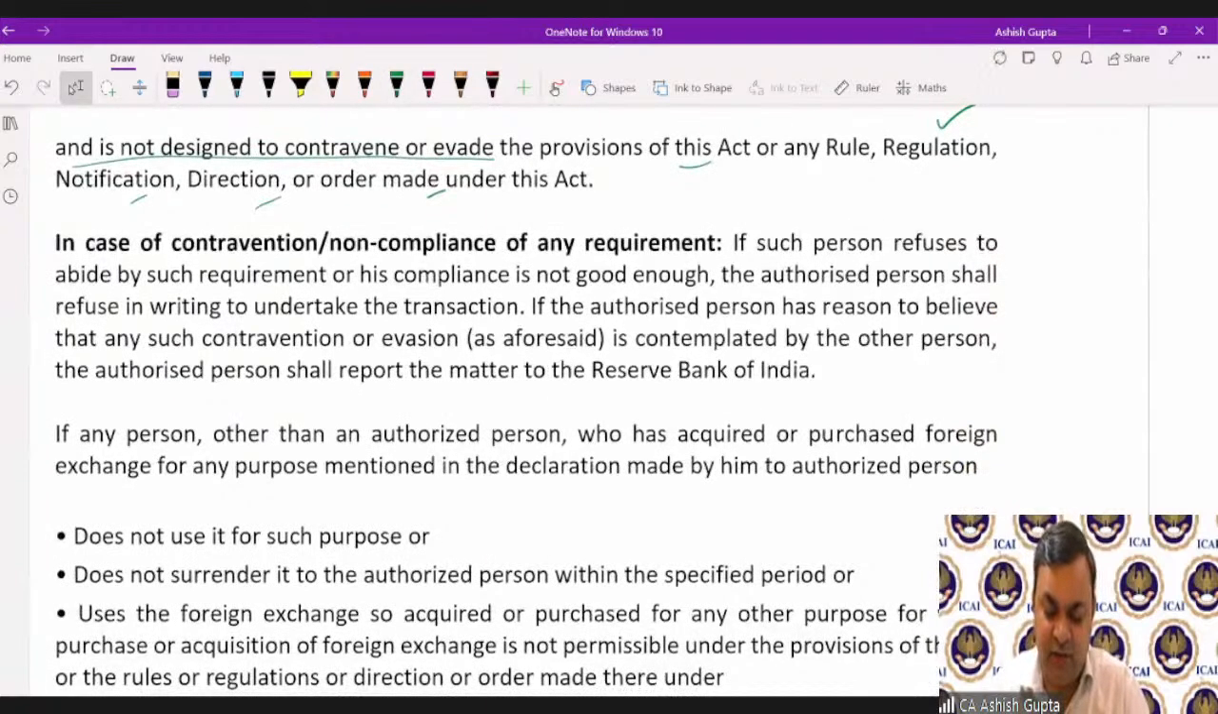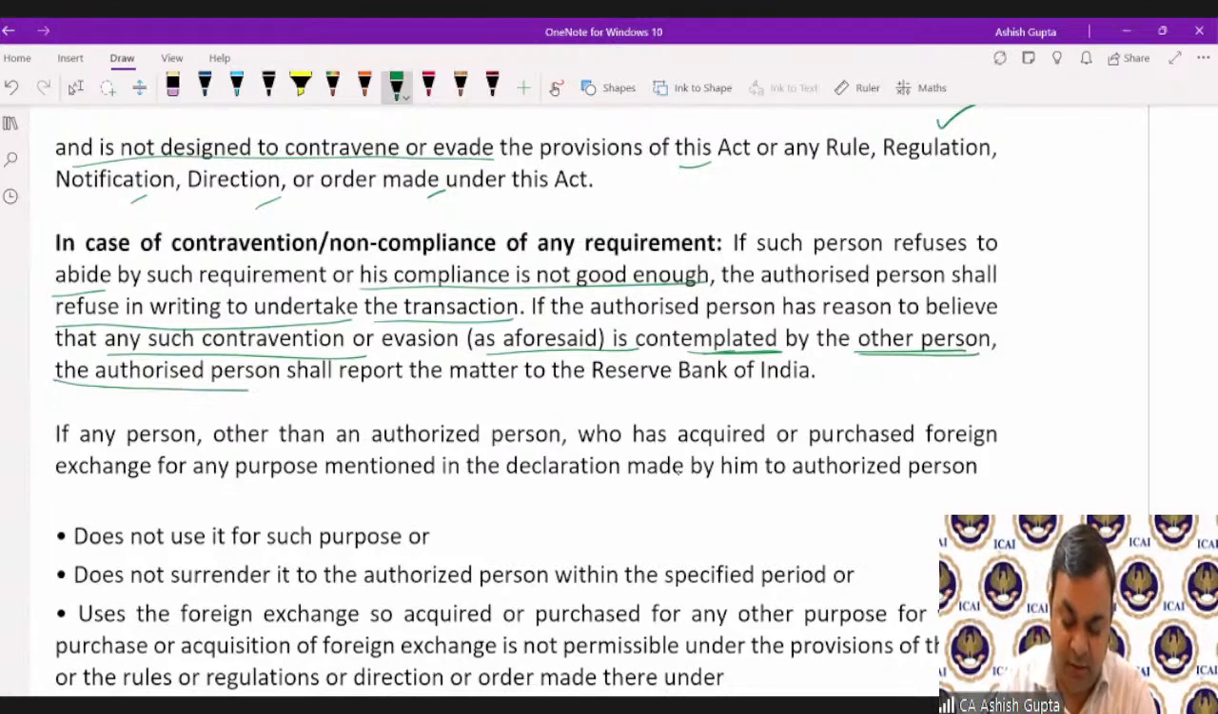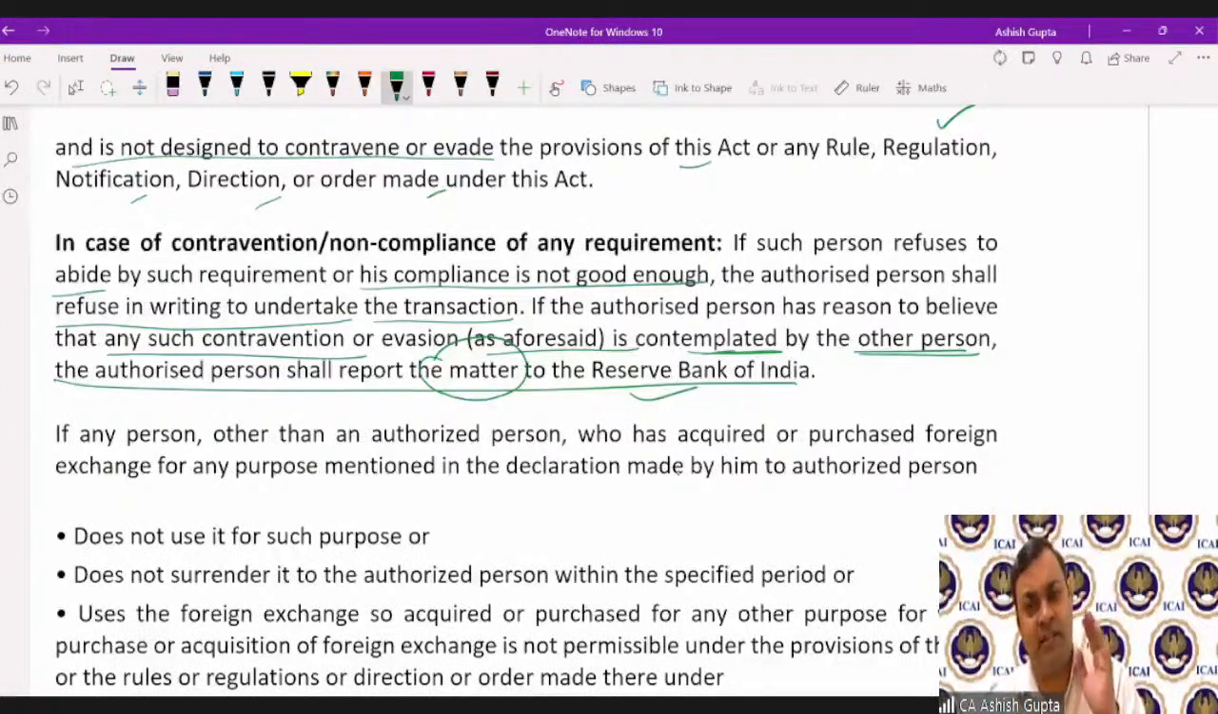In case of contravention or non-compliance of any requirement, if such person refuses to abide by any requirement or the compliance is not good enough, the authorized person shall refuse in writing to undertake the transaction. And if the authorized person has reason to believe that any such contravention or evasion is contemplated by the other person, the authorized person shall report the matter to the Reserve Bank of India. It is a duty imposed on the AP that you need to report that matter to the respective Reserve Bank offices.